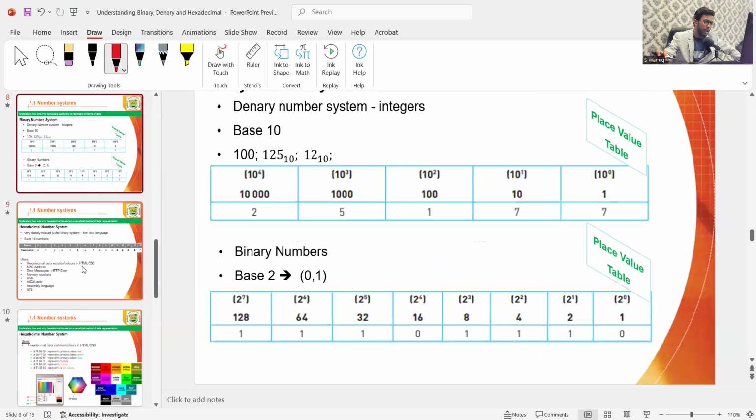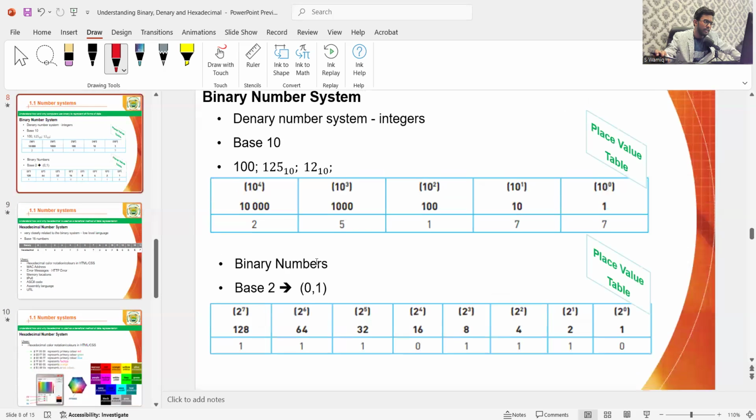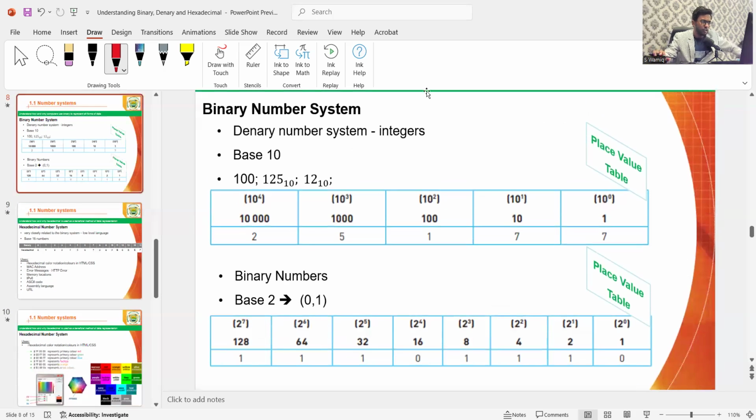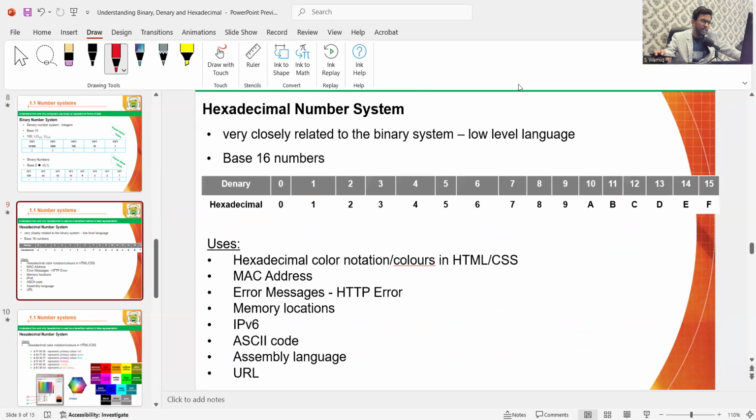At the same time, if I discuss denary with you, denary is basically a number system of integers, right? I use it in my everyday life and it has a base 10. Other than that, hexadecimal is basically the number system that is closely related to the binary system, but at the same time, it is also understandable to humans as well.